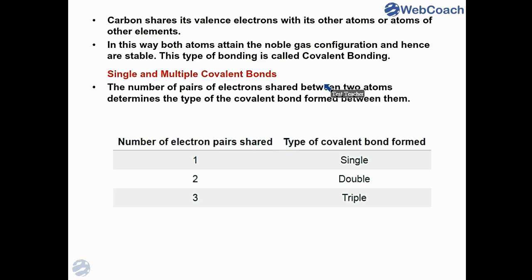This type of bonding where the electrons are shared between the atoms is called covalent bonding. Right? So carbon shares its valence electrons with other atoms or atoms of other elements, and this is called covalent bonding.